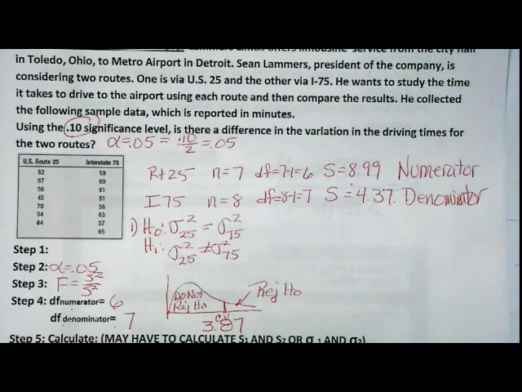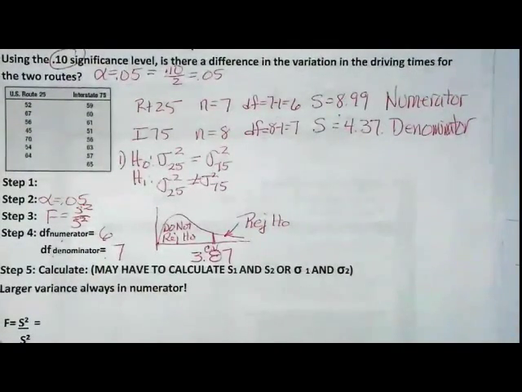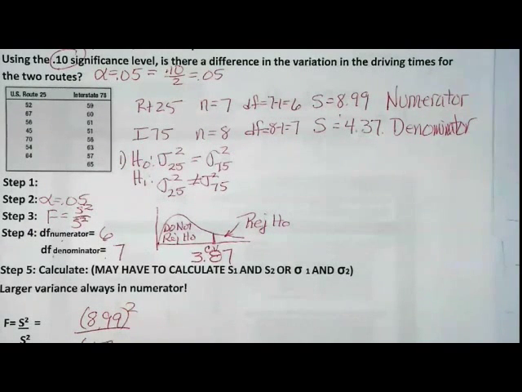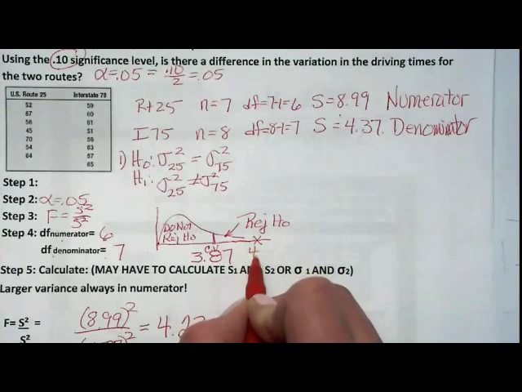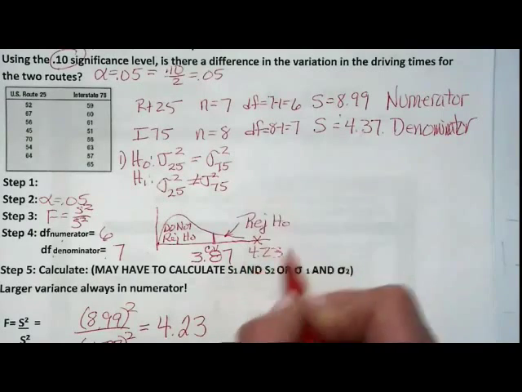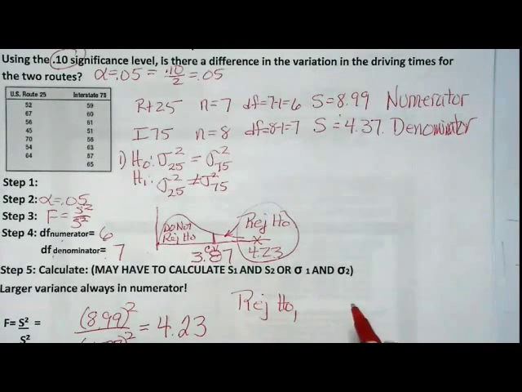So let's come down here and calculate our F statistic. Here's our F. It's 8.99 squared divided by 4.37 squared. Excuse me. And we get approximately 4.23. Well, if we plot that, 4.23, it's very obvious it's in the reject region. So our conclusion: reject the null hypothesis.